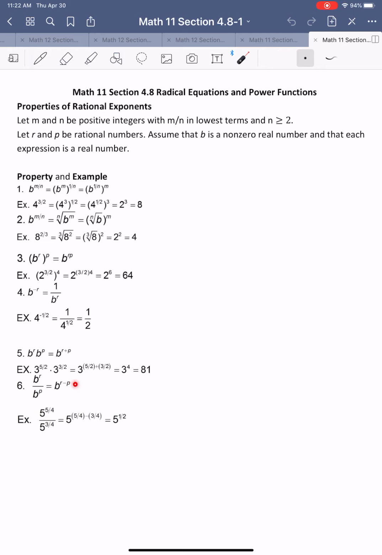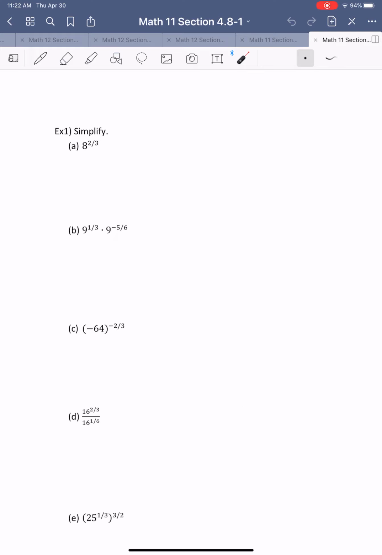This is what we call the quotient rule. When you have a division with the same base, you just need to subtract the exponents, and that's what you're going to get. Okay, so we needed these, and we're going to use them.